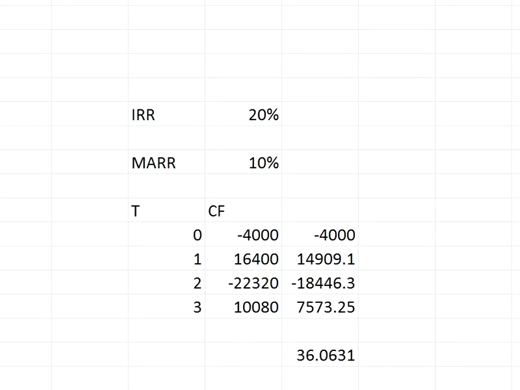So we can compute for the original problem with the internal rate of return a saving investment ratio, and we're going to do that in the next video.